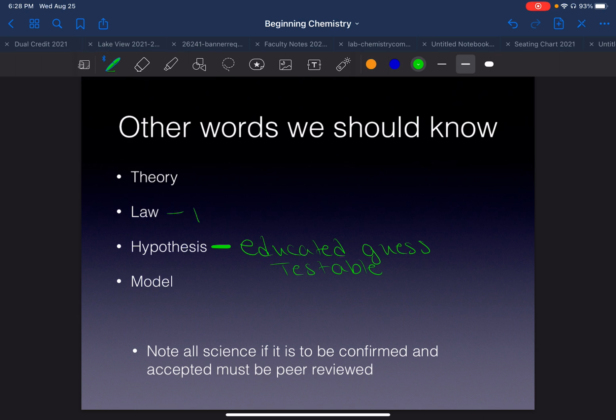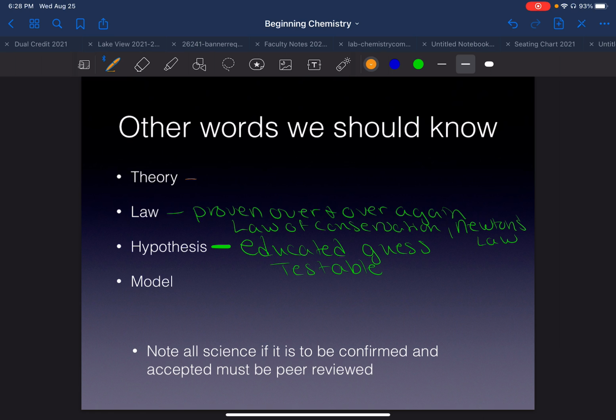A law is proven over and over again, every single time. We'll talk about the law of conservation. You also have Newton's laws. They work every time.